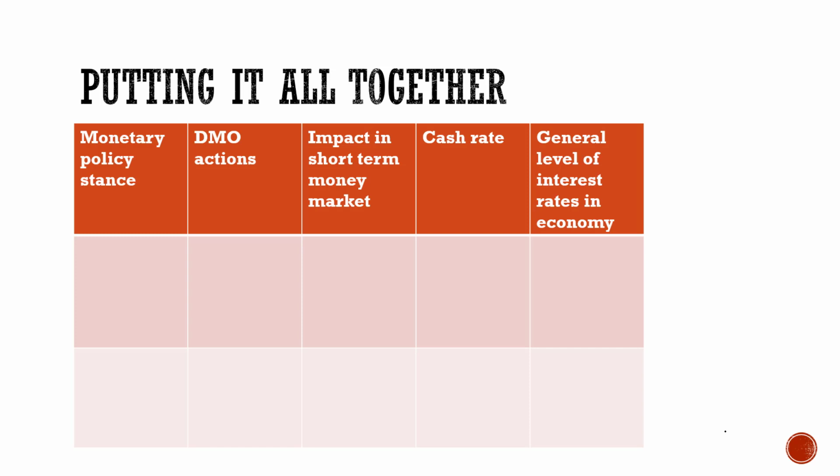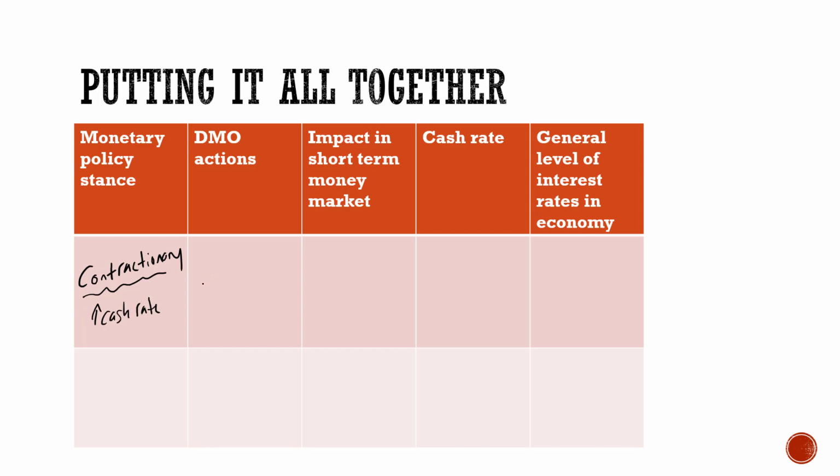What I'd suggest you do is you pause the video, take down this table and give it a go yourself. Then replay the video and I will give you some suggestions on what should go in this box. Okay, let's start with the monetary policy stance over here of a contractionary stance. So here the RBA is trying to increase.